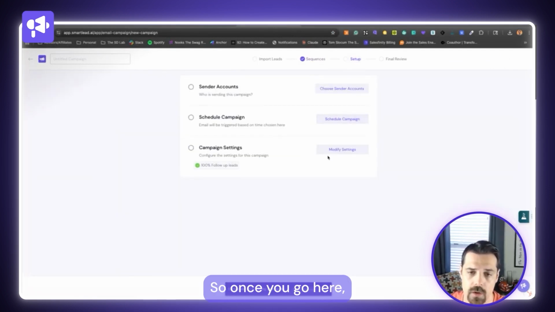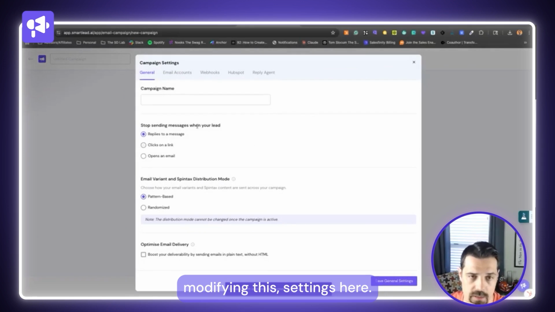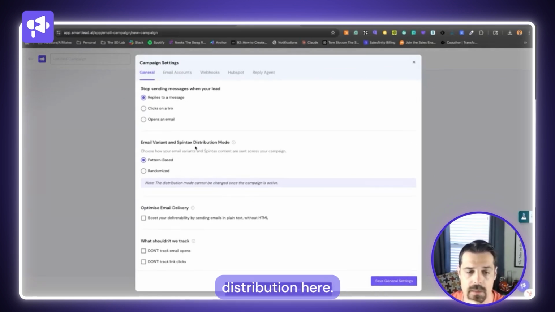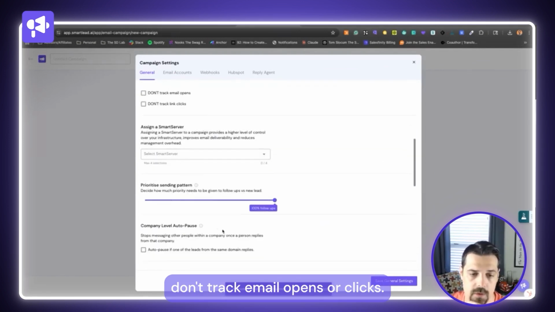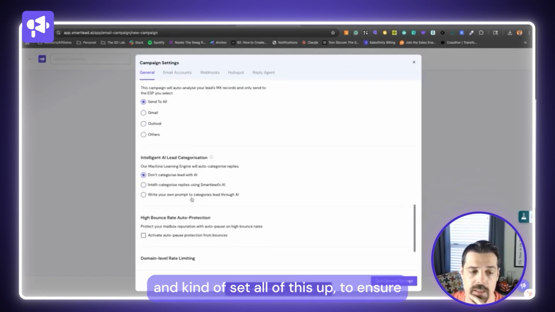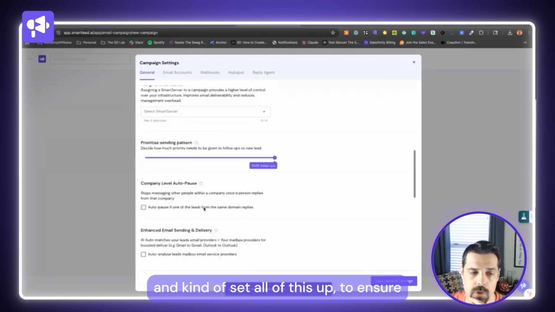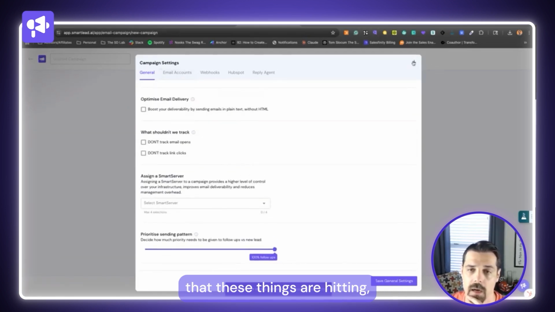So once you go here, you can start actually modifying the settings here. Reply to a message, right? Distribution here, pattern-based. Don't track email opens or clicks, right? And you can go through here and set all of this up to ensure that these things are hitting.